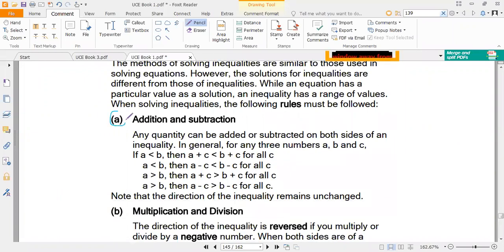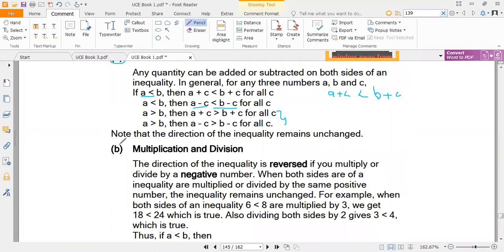For addition and subtraction of inequalities, any addition or subtraction can be made on both sides of an inequality. For example, if we have A is less than B, then if you add C on both sides, you'll end up having A plus C is also less than B plus C. Even if you subtract on both sides, A minus C will be less than B minus C. Whether it is a greater than, additions and subtractions don't change the inequality.